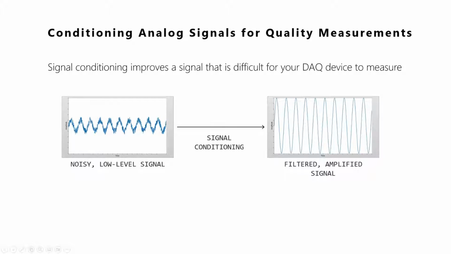Now, in addition to needing external hardware, not all transducers produce a perfect voltage for data acquisition hardware to measure. So the signal from the transducer could be noisy, right? Could be noisy or could be too small or too large for the range of your data acquisition device. But one key note here is signal conditioning is not always required.